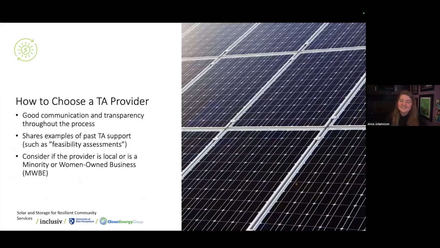So now, if you're interested in working with a TA provider, how can you choose one? Well, a couple things to keep in mind is to make sure that you have good communication with the TA provider as you're talking about what the system will be like, what your process for technical assistance will look like, and make sure that they are transparent with their process throughout. You can also ask for examples of past TA support that they have provided. For example, some folks have produced PDF reports for other projects, and they can share a version of that with you all for your review. And lastly, you may want to consider if the technical assistance provider or TA provider is local or is a minority or women-owned business.